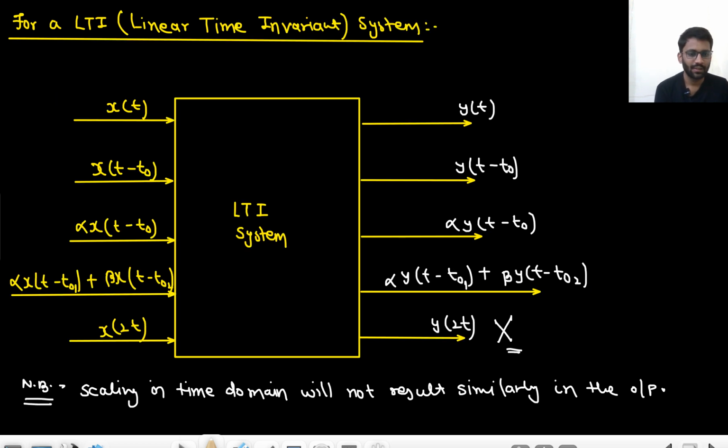Okay, and this is an LTI system. If I apply x(t) as input, you will get y(t) as output. If I apply x(t - t0) as input, you get y(t - t0) as output. If I amplify my input by alpha, you get the same amplified version of the output by alpha. Then you add, you get the addition, and no scaling in time domain. No scaling in time domain is allowed.